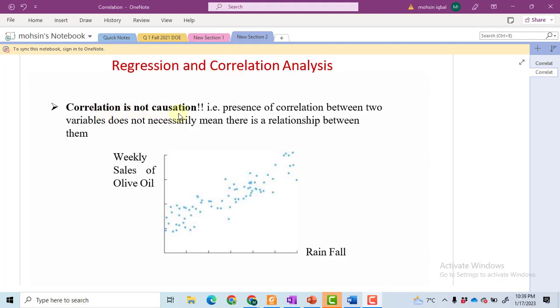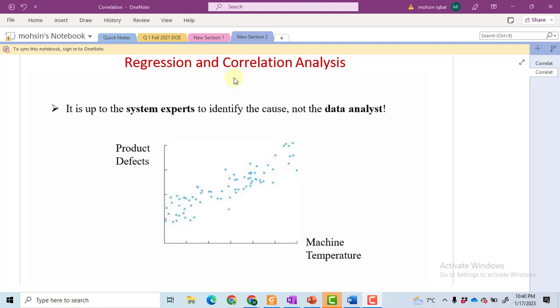However, correlation is not causation. It means that we do not always have to follow the trend. For example, the presence of correlation between two variables doesn't necessarily mean that there's a real relationship between them. For example, is it possible that with rainfall we have an increase in the sales of olive oil? No, it is not possible. However, this data from the sales department is showing that yes, it is possible. So it is wise to make your decision based upon your judgment, knowledge and expertise, not always on the results of the correlation analysis.